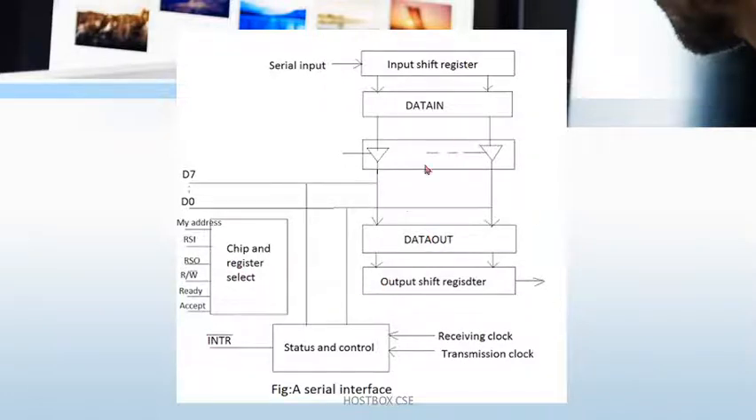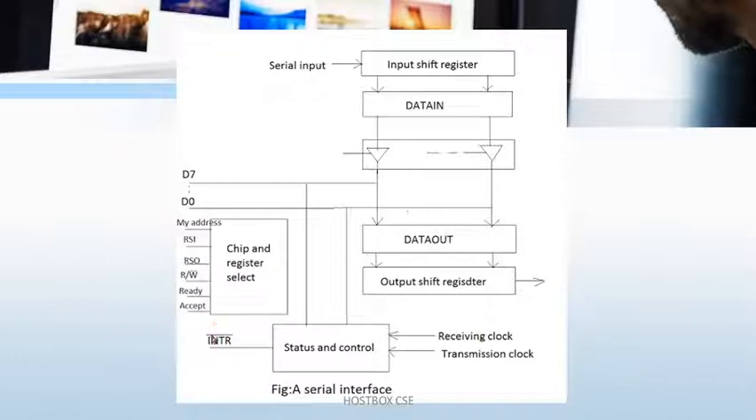Moreover, apart from this, for the combination happening here, we need the support of the status and control register, followed by the serial interface, receiving clock, transmission clock, and chip and register select. Here you have data lines D0 to D7 and my address, RS1, RS0, and R/W, ready, accept. So if you are doing the proper operation where you want to read the data or write the data with the help of input devices, based on the chip register select, you can do anything here, ready, accept. If data is ready, it will give a ready signal, and accepted means what happens? If data is accepted, suppose you want to read a file, the task is accepted by the computer and these interface devices.